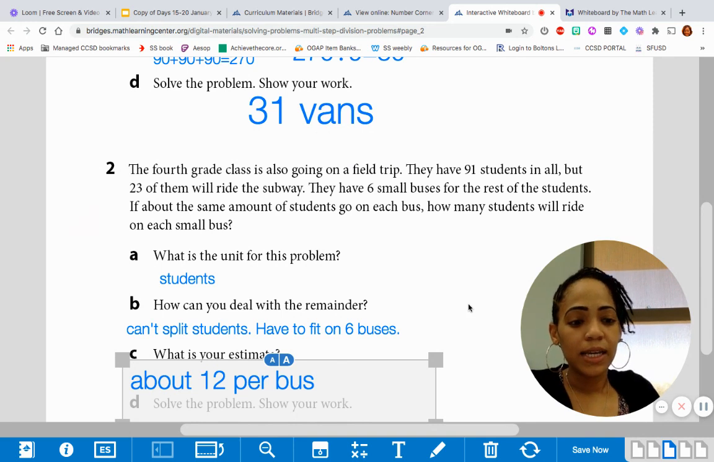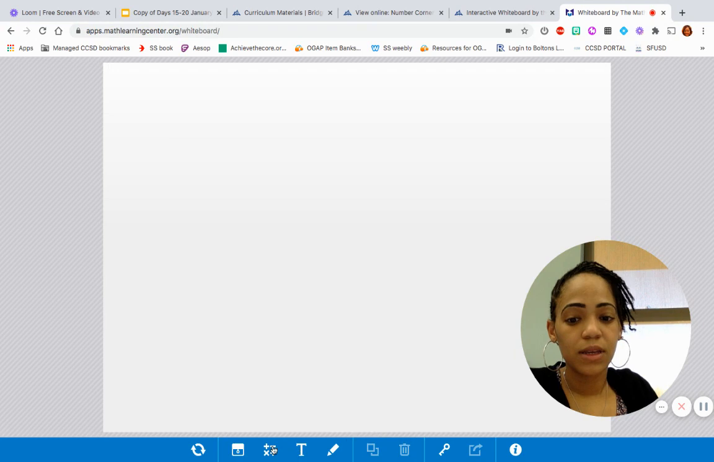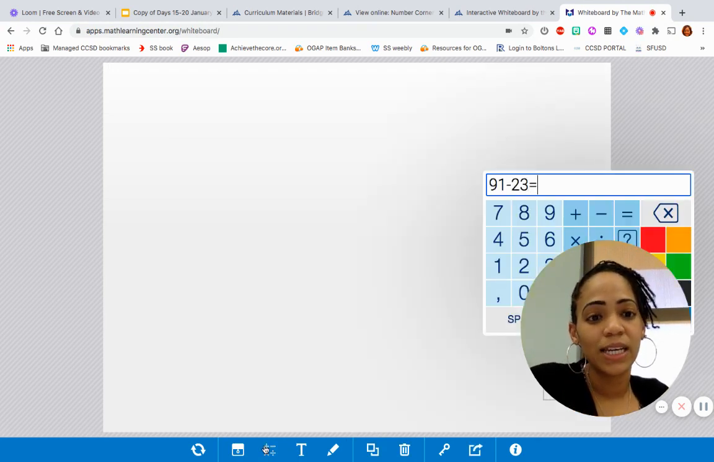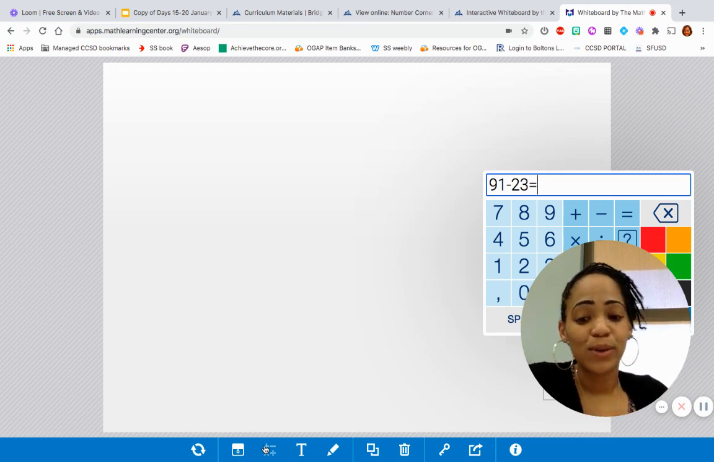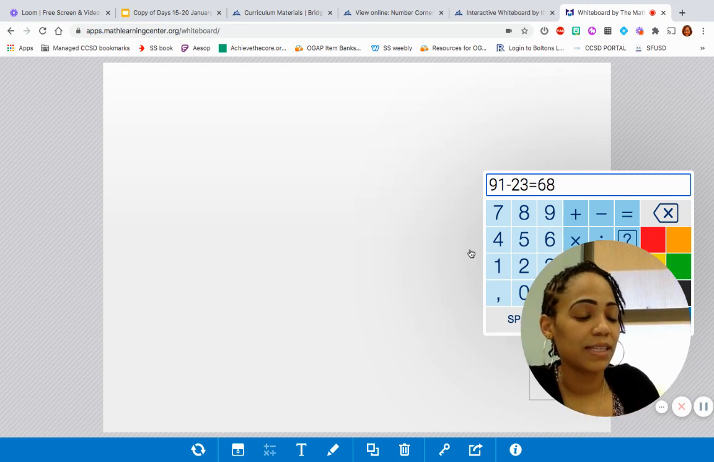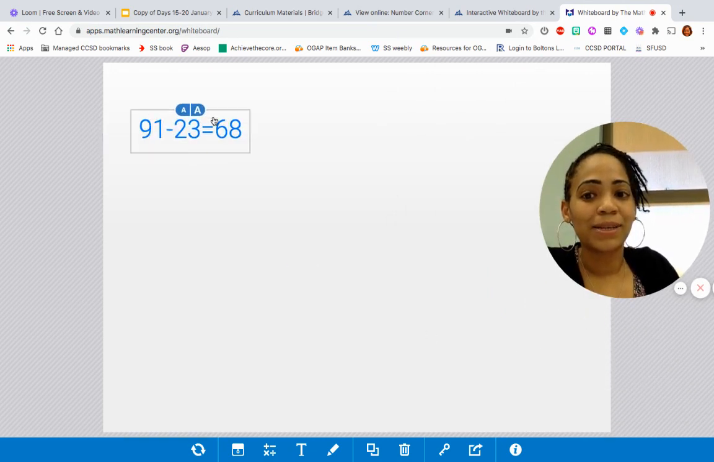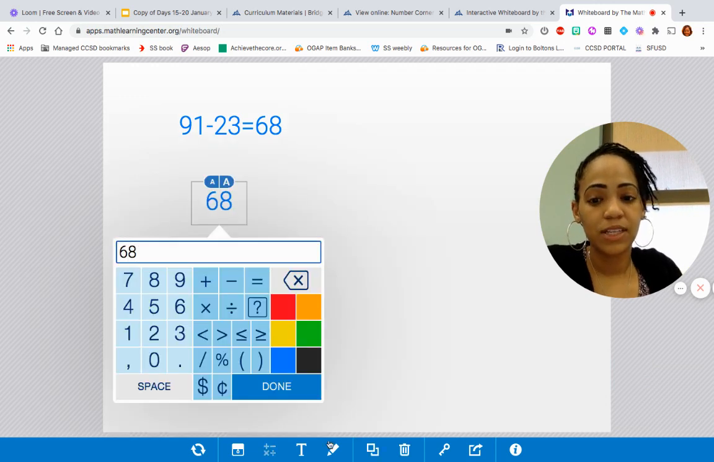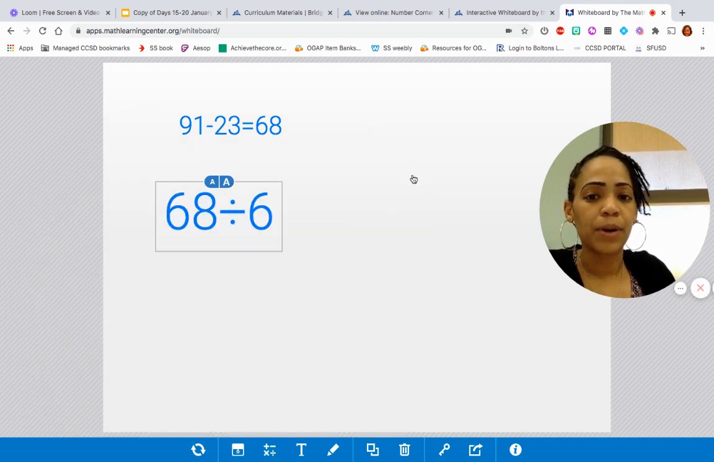So here is me working it out. Okay, we have 91 minus 23. 90 minus 20 is 70. And then 1 minus 3 means I'm short by 2. So I have 68. I actually have 68. And so I need to split 68 into 6 buses. So 68 divided by 6 is our problem.